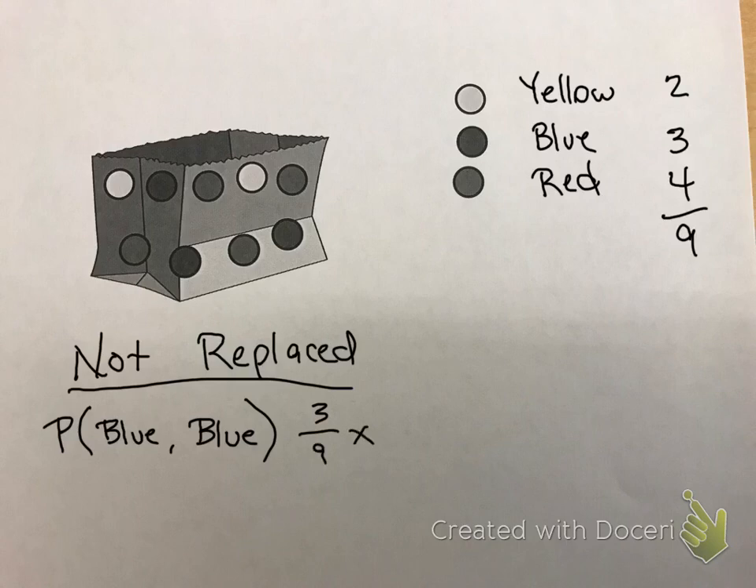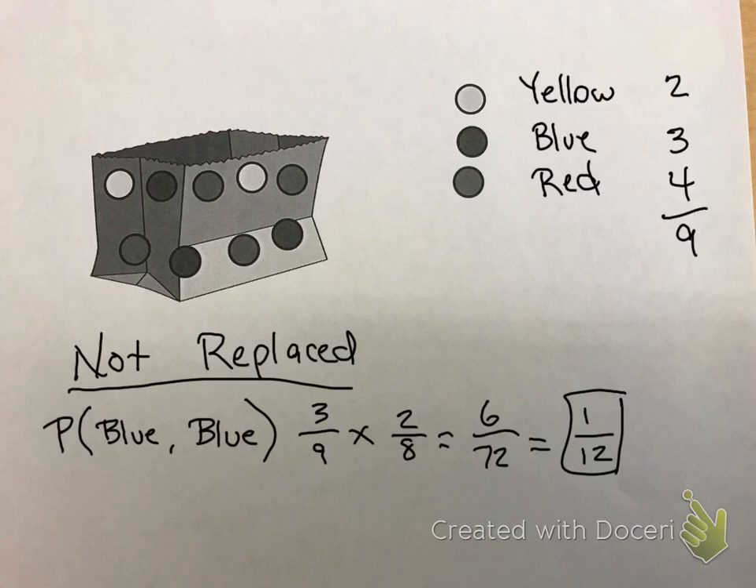We've taken one of them out, which means that we have 8 left in the bag. We also took one of the blue ones out, so that means that there are only 2 blue ones left. So here, that changes that dynamic, which means we are multiplying 3/9 by 2/8. We get the numerator is 6, then the denominator is 72. After we simplify, the probability is 1/12.